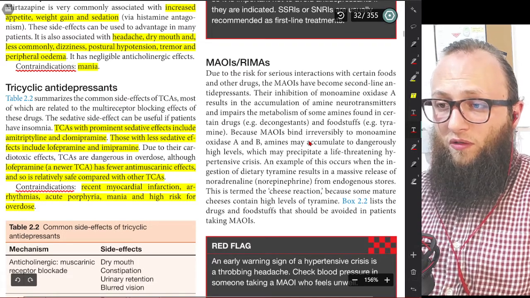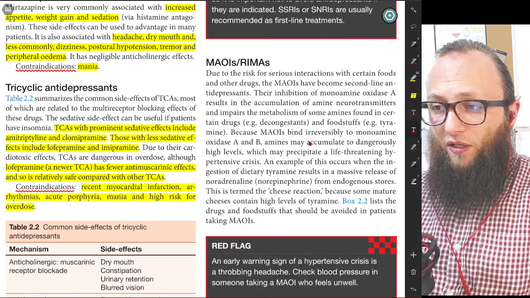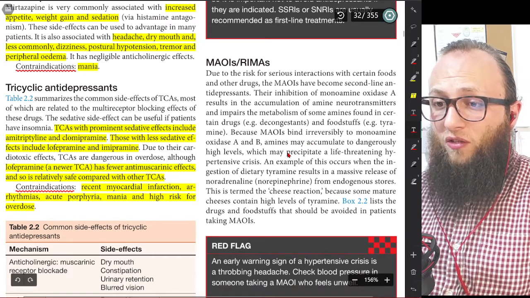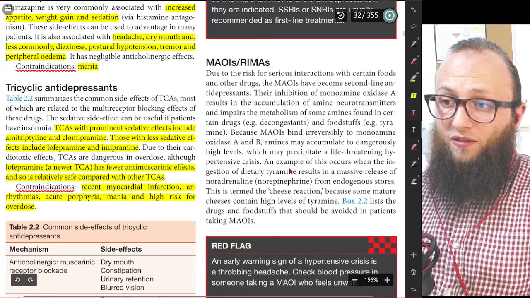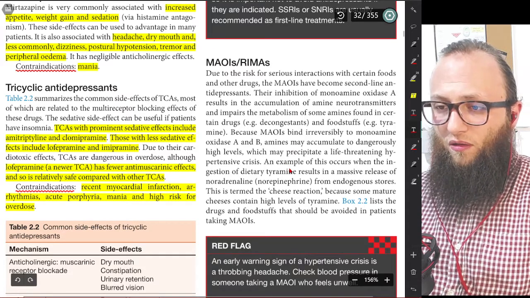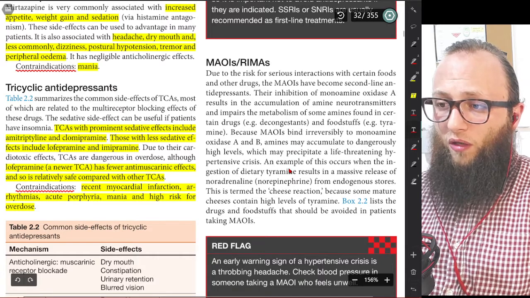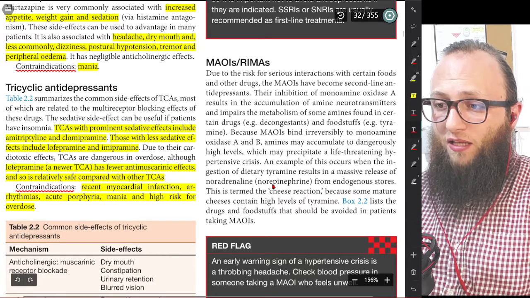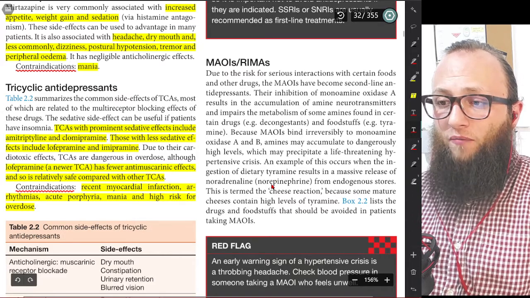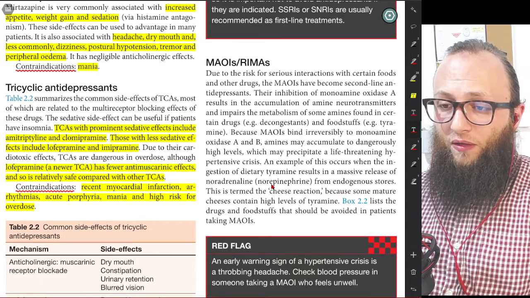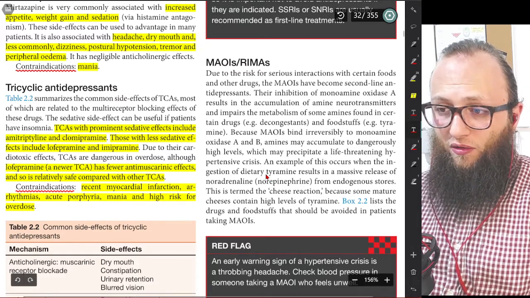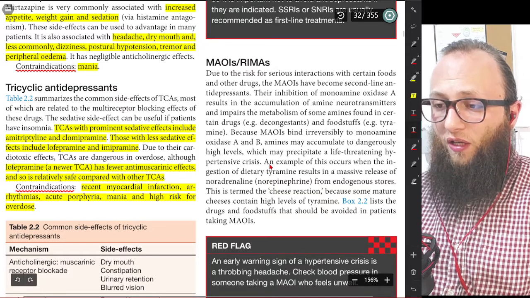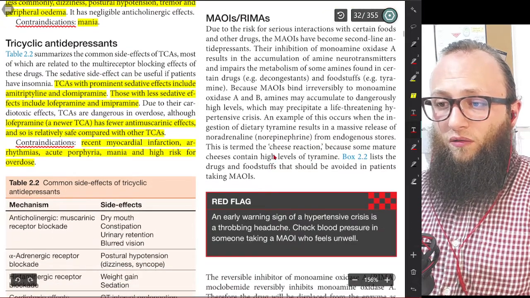Because MAO inhibitors bind irreversibly to monoamine oxidase A and B, amines may accumulate to dangerously high levels, which may precipitate a life-threatening hypertensive crisis. An example of this occurs when the ingestion of dietary tyramine results in a massive release of noradrenaline from endogenous stores. This is termed the cheese reaction because some mature cheeses contain high levels of tyramine that would cause this.